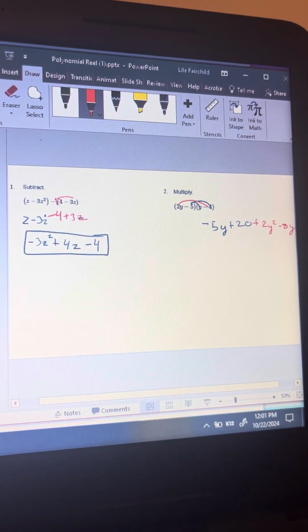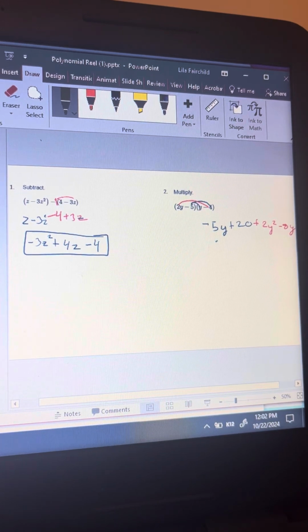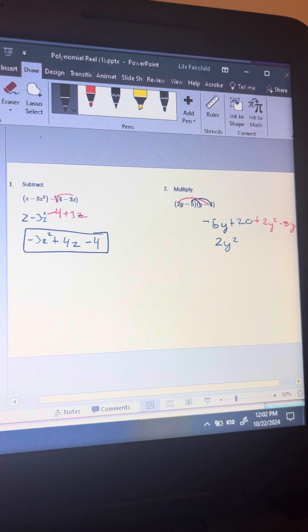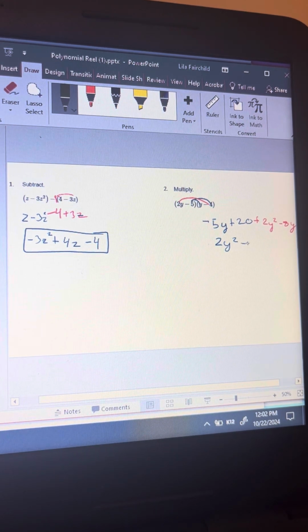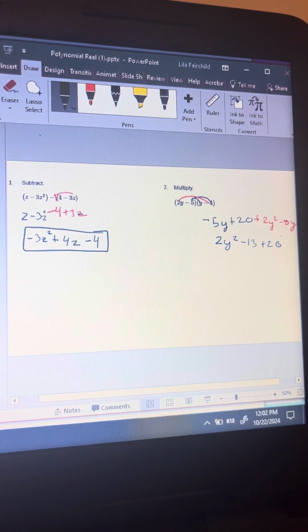And then so after you do all the math, you need to do the highest power first. So it's gonna be 2y to the power of 2, and then for the y's, -5 minus 8 equals a -13, and then what's left is the positive 20, and that's the answer to that equation.